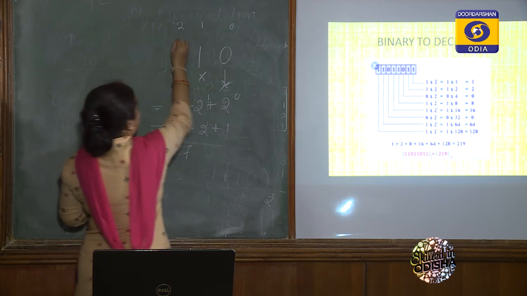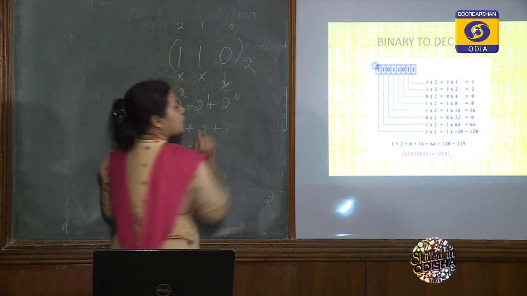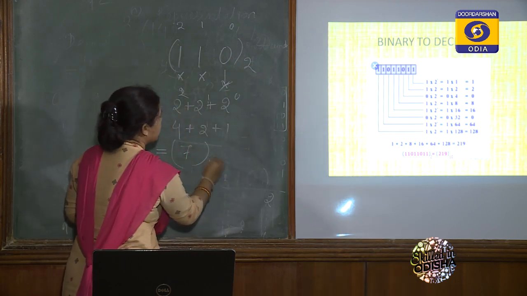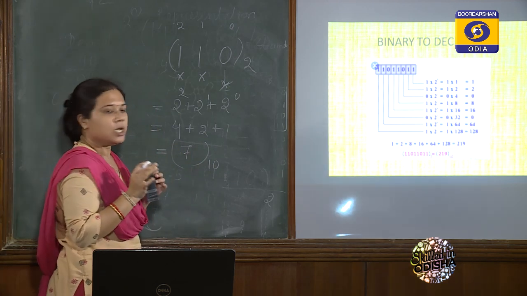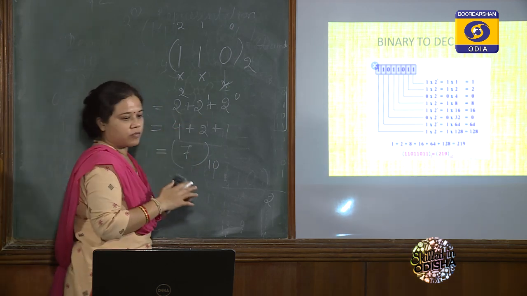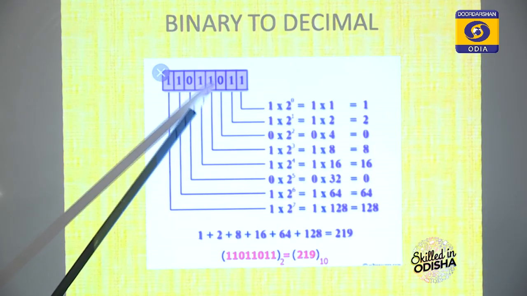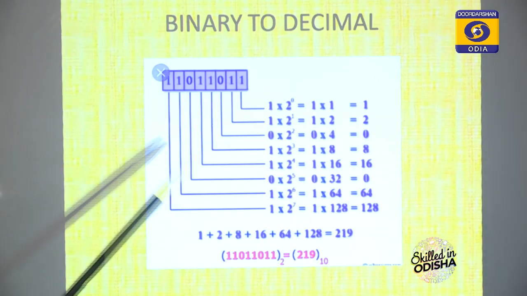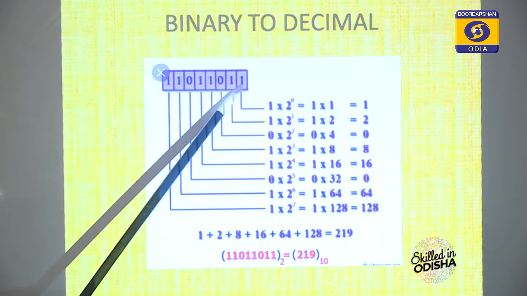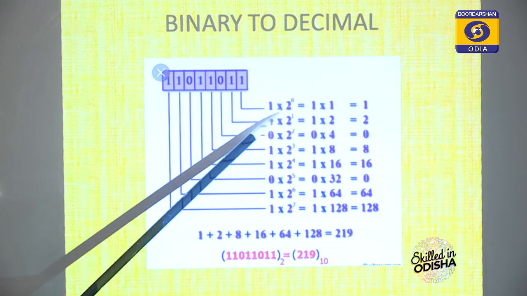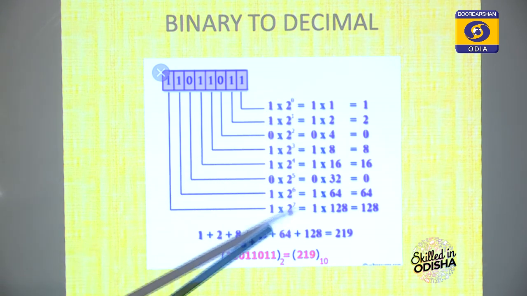Okay. So now what is the base here? This is your binary representation and here it will be our decimal representation. Base will be 10. So in this way we have to go for multiplication. Here 1 1 0 1 1 0 1 1 is written. The weightage of this bit will be 2 to the power 0, so we have to multiply this. These are the positional weightage.